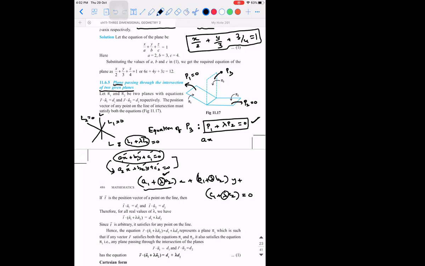What is the equation of a plane? A1x plus B1y plus C1z plus D1 is equal to 0. A2x plus B2y plus C2z plus D2 is equal to 0. If you add them, you will get a linear equation in three variables. So a linear equation in three variables is a plane. Am I clear, guys?